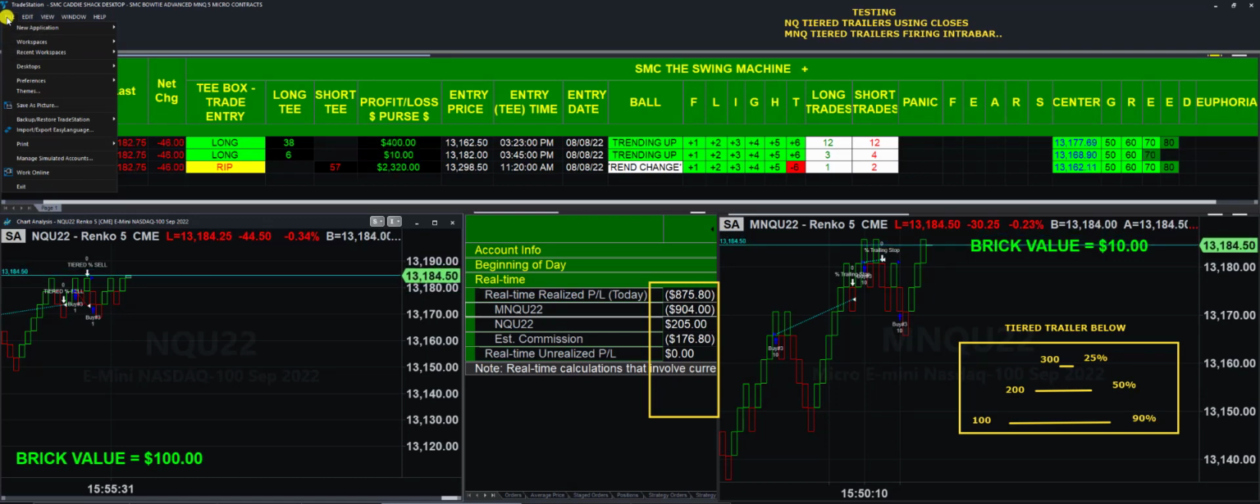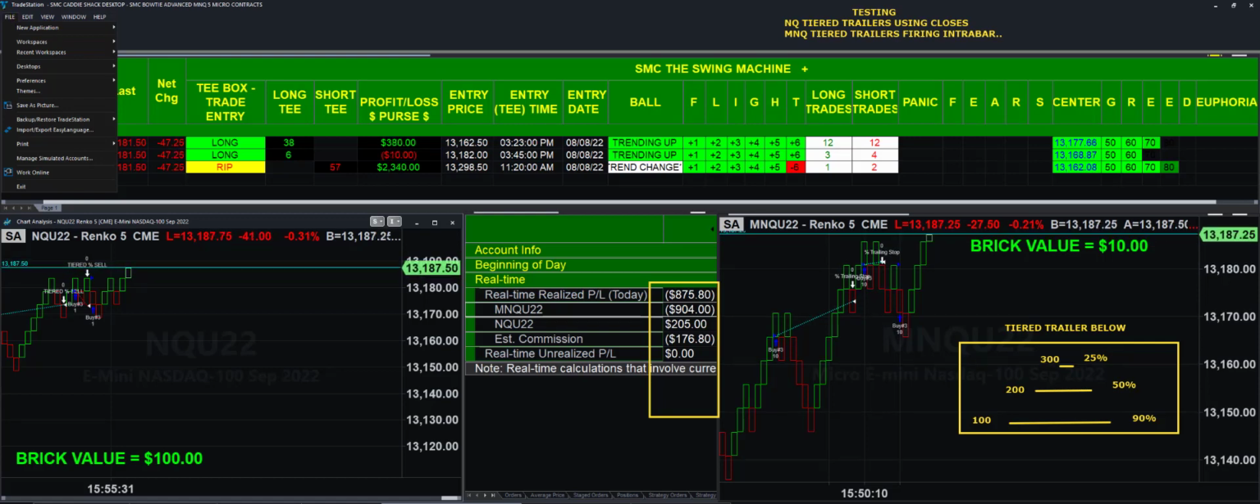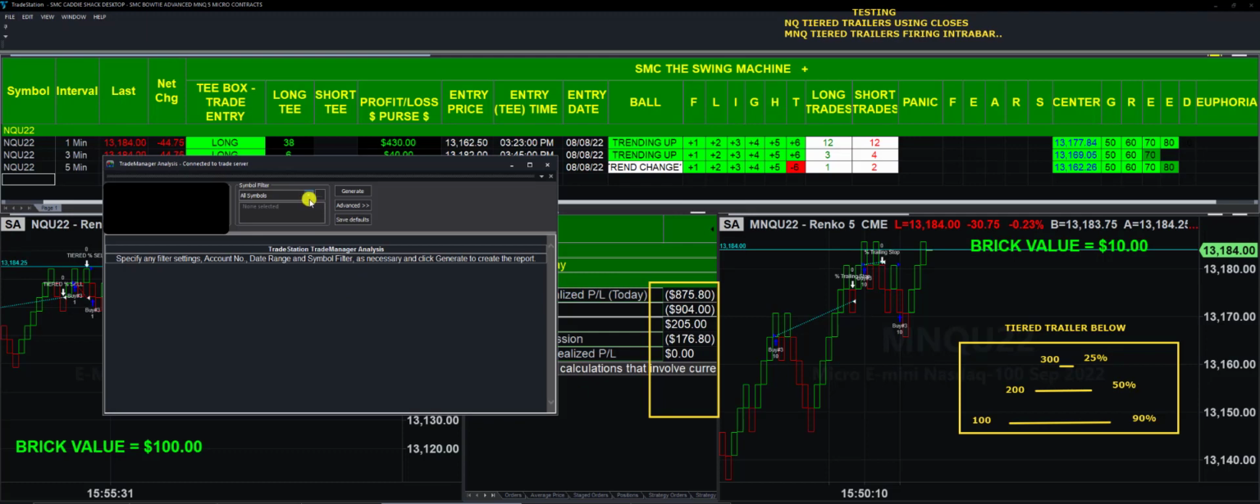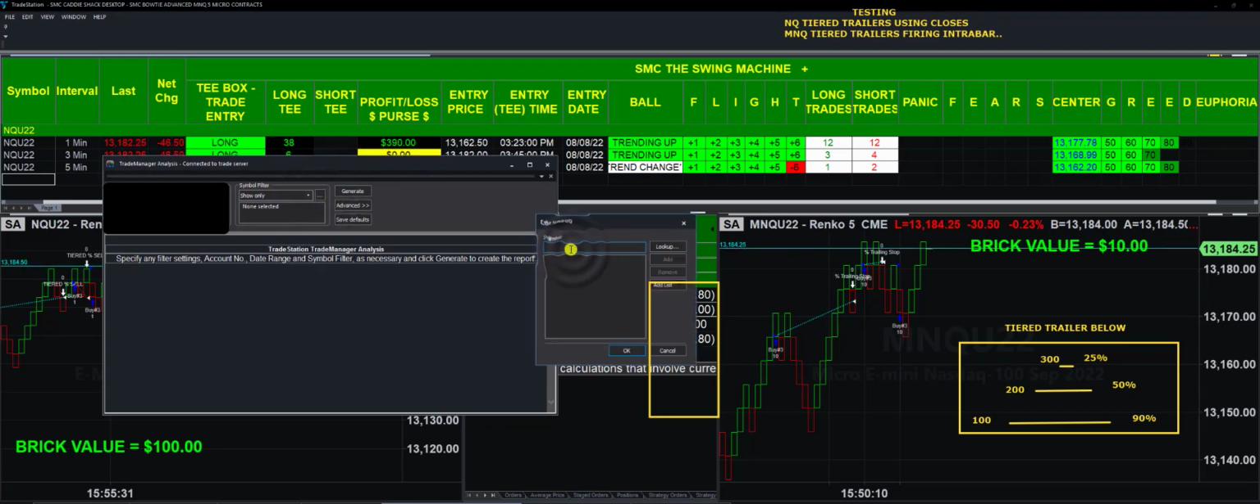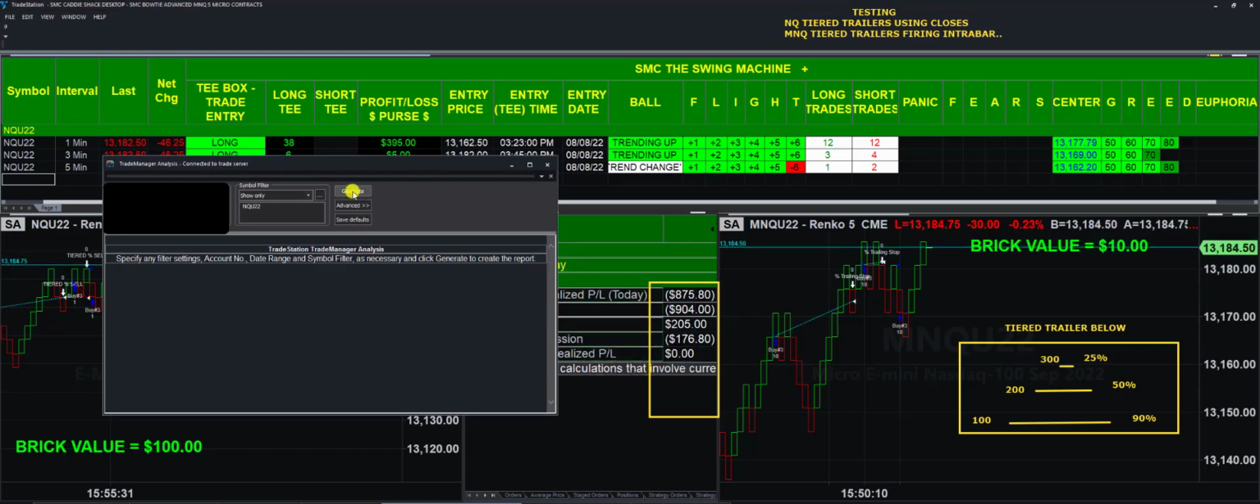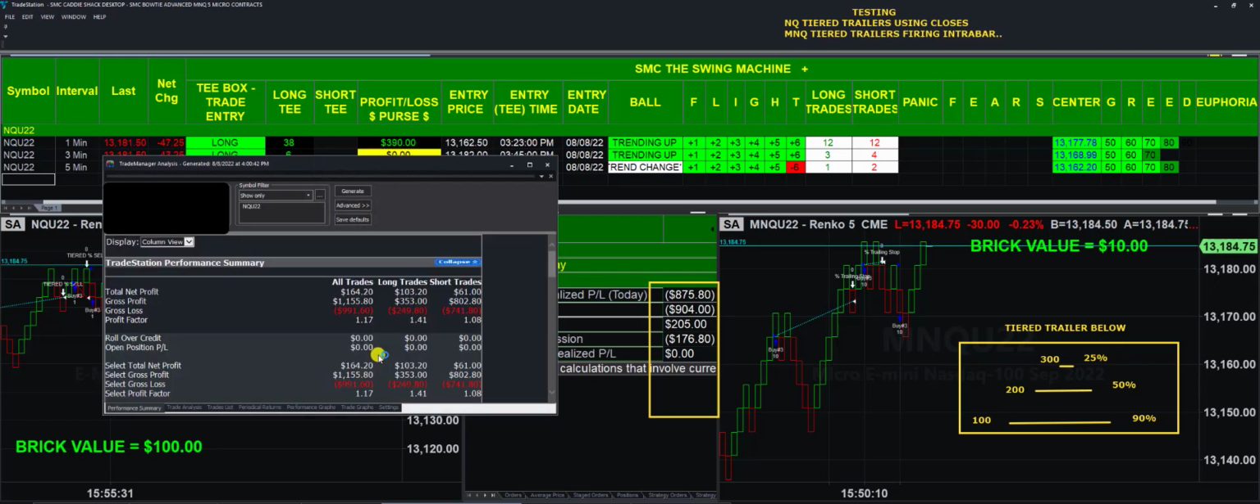a trade manager analysis so we can look at this, and let me show you what I'm going to do. Okay, so we have our trade manager analysis, and we want to look at first only the NQ. So we come in here and we put in NQU22, and we add, hit OK, and we generate a report for today. And it shows here that we did 164. So we actually did a little bit better in the account than in the trade manager analysis. Usually it matches right to the penny, so I'm not sure what that's about.